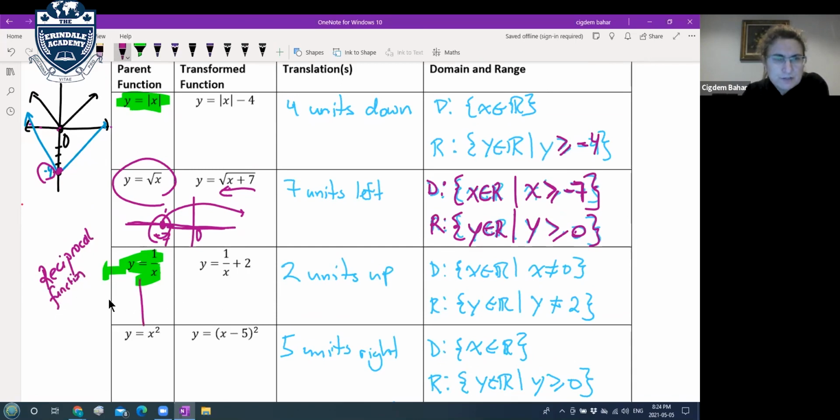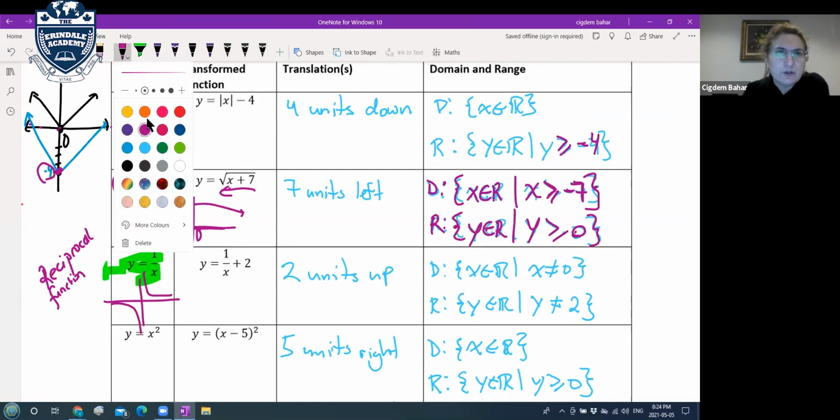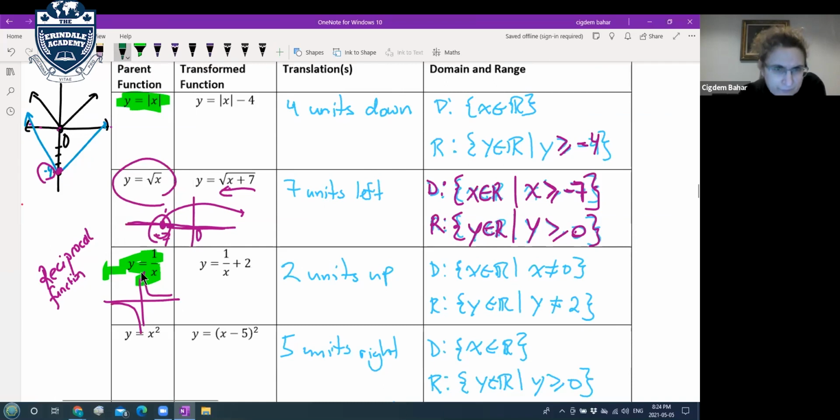Reciprocal function, something like this, guys. We have asymptote. I don't know if you learned asymptote before. Did you? No, only yesterday from you. This is asymptote. Did we talk about asymptote?